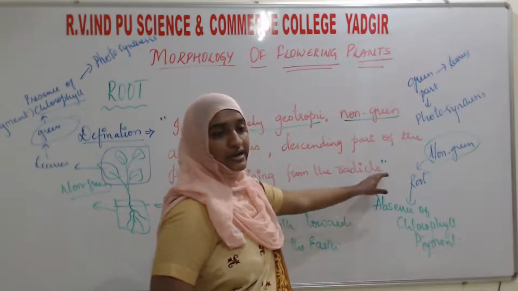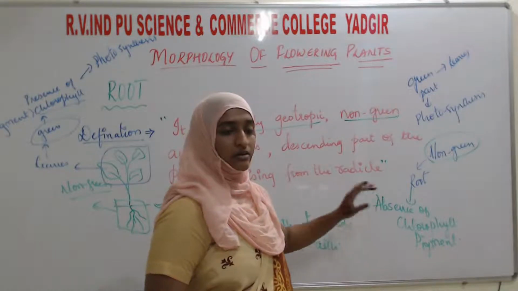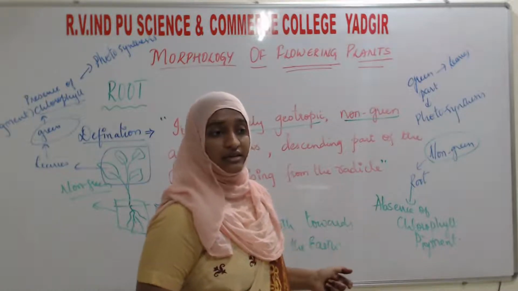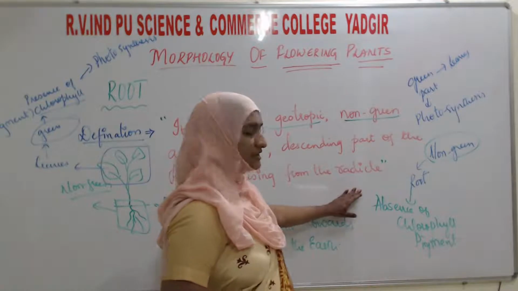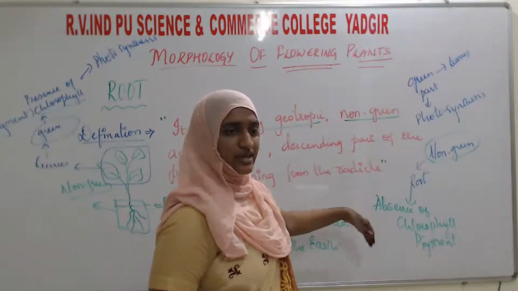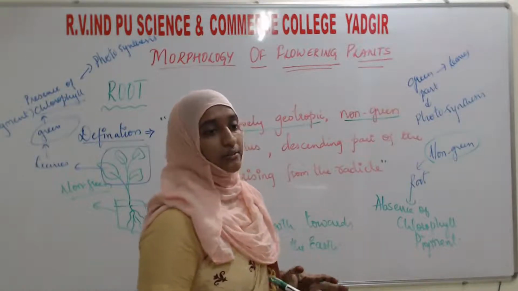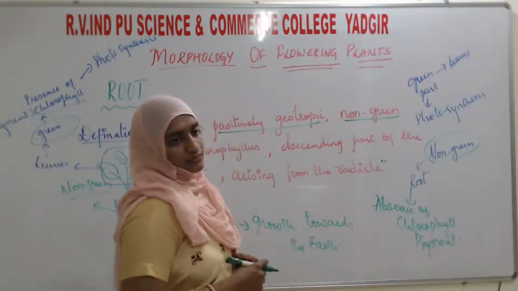And here the root, which is a non-green part, the color of the root is not green. Why? That is due to the absence of chlorophyll pigment. So it is not performing any photosynthesis process, but it will perform some other function.